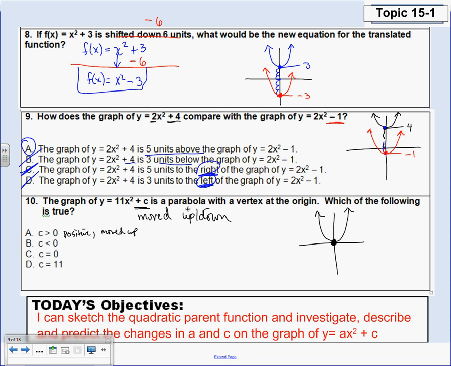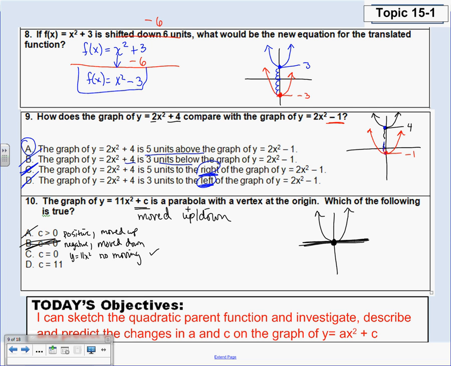Ours is on the origin. So A is no good. B, C is negative. That means it has to be moved down from the origin. Again, ours is on the origin, so B is no good. If c is equal to 0, that means our equation is just y equals 11x squared. There is no movement, and it stays at the origin. So yeah, that's a possibility.